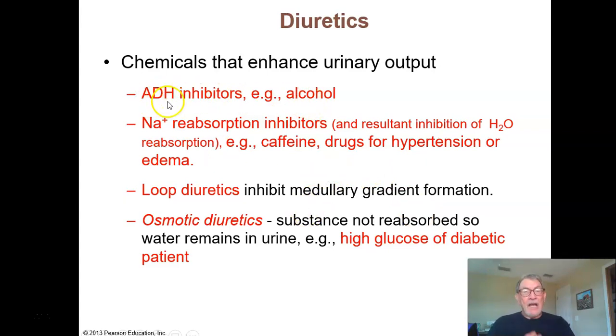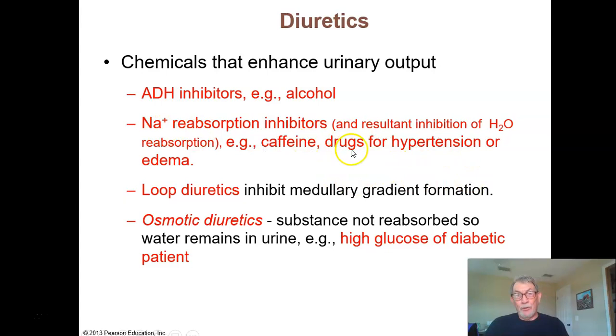Alcohol is an ADH inhibitor. It blocks the production of ADH, or the action of it, and therefore when you drink alcohol you pee a lot. A lot of dilute urine comes out if you have too many beers. Caffeine blocks the effects of aldosterone, and therefore it blocks reabsorption of sodium and therefore water. And so if you drink a lot of coffee, you pee a lot too. So alcohol blocks one of them, caffeine blocks the other one.